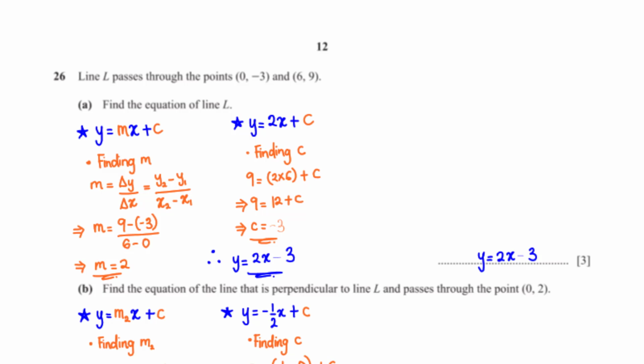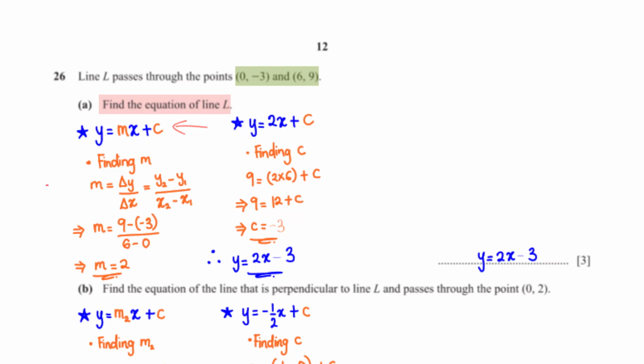Line L passes through the points (0, -3) and (6, 9). Find the equation of line L. So to find the equation of any line, we know that we can write it in the form y equals mx plus c. So now our job is to find the values of m and c and slot them into the equation y equals mx plus c.